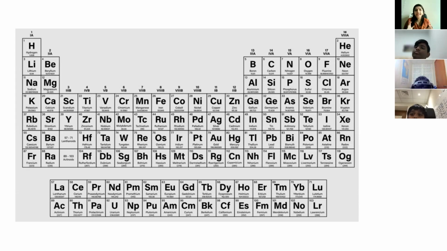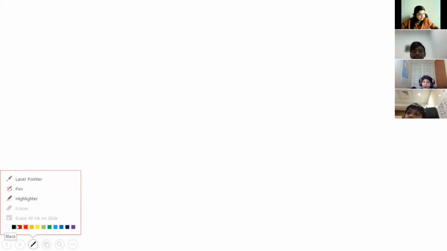So those who don't have the periodic table as a print, what we are going to do, we are just going to draw a skeletal diagram over here. Skeletal diagram. Do we also draw it? Yes. Just a skeletal diagram, but yes, for labeling, you can use your periodic table which you have printed.